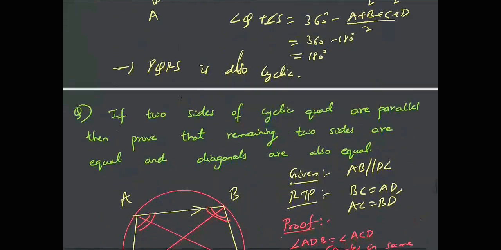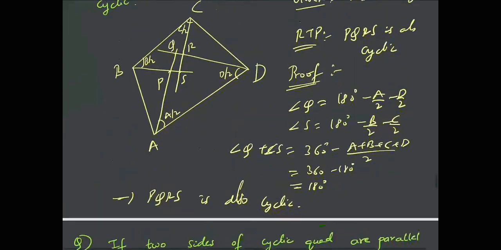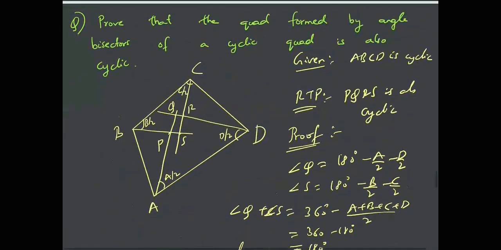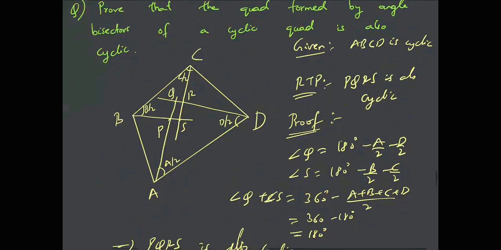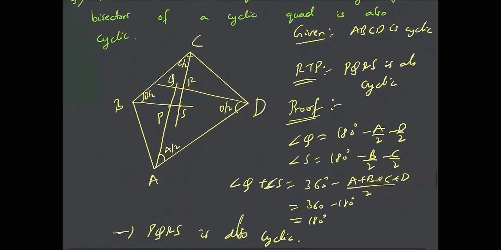Yes, let us come back to the previous question. Here we need to prove that angle bisectors form a cyclic quadrilateral. If you look at the proof, we have marked A/2, D/2, and all these angles, and then we wrote angle Q, meaning angle AQD, is 180 minus A/2 minus D/2, which is fine. We wrote angle S is 180 minus B/2 minus C/2, which is also perfect. And angle Q plus angle S we got as 180.